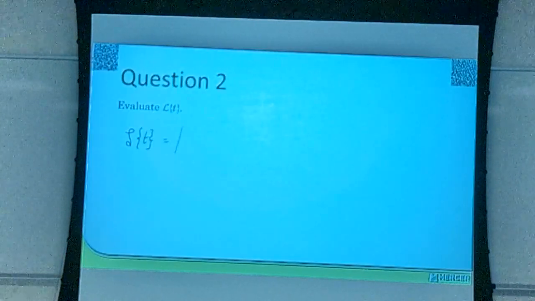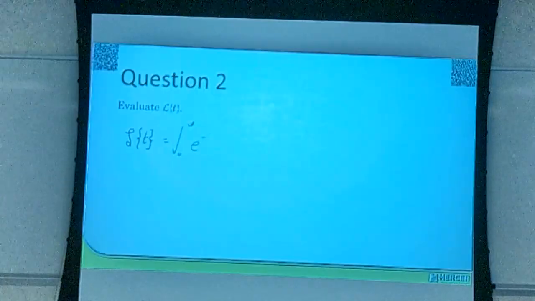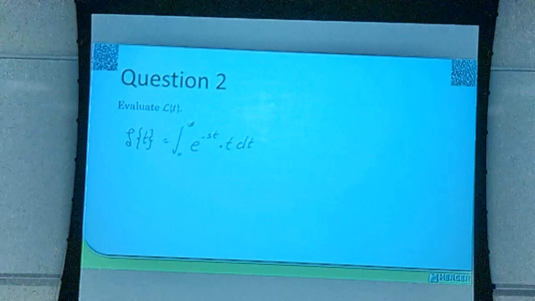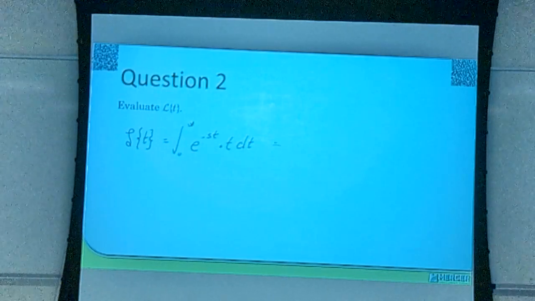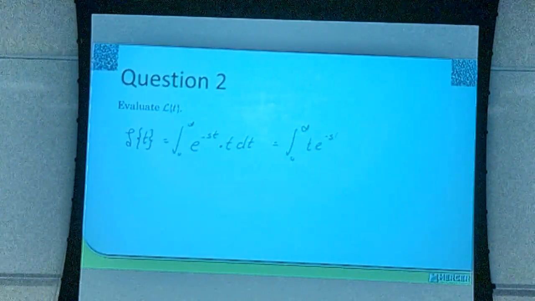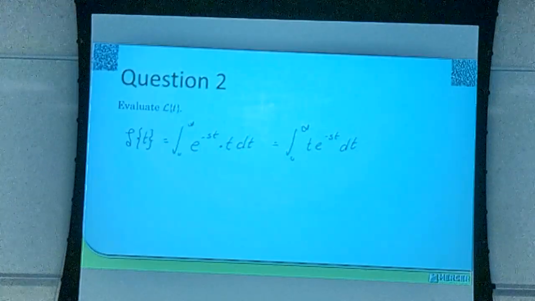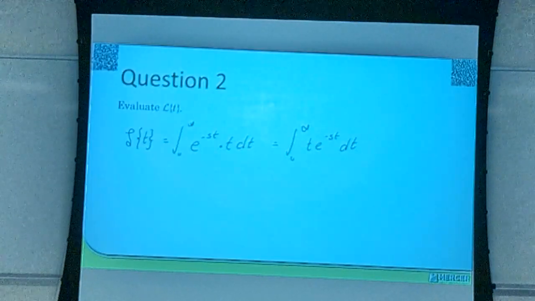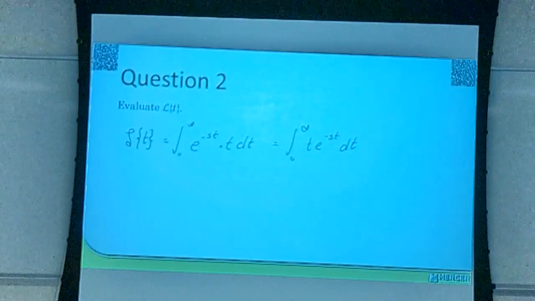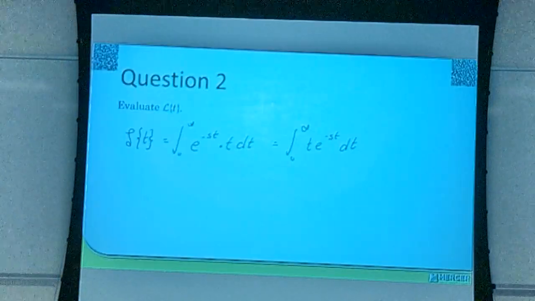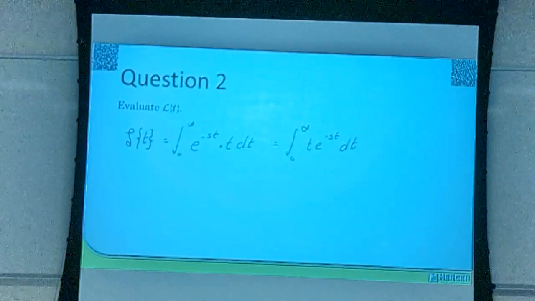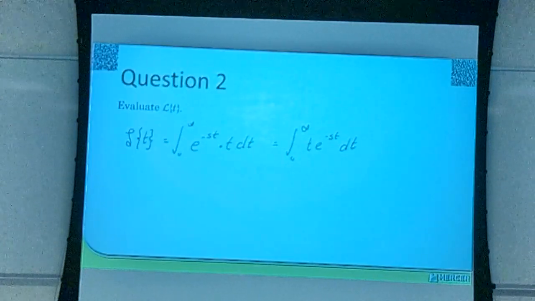Right, by definition, integral from 0 to infinity, e to the negative s times t dt. I'm just going to rewrite that in a more traditional order. How would you evaluate that? So you want to find an antiderivative. What's the technique you need to use? Integration by parts.